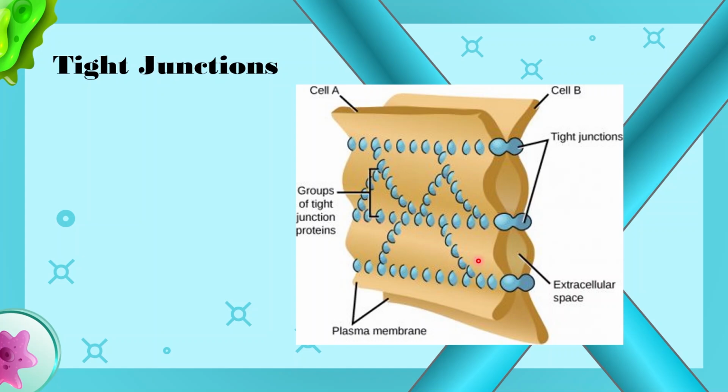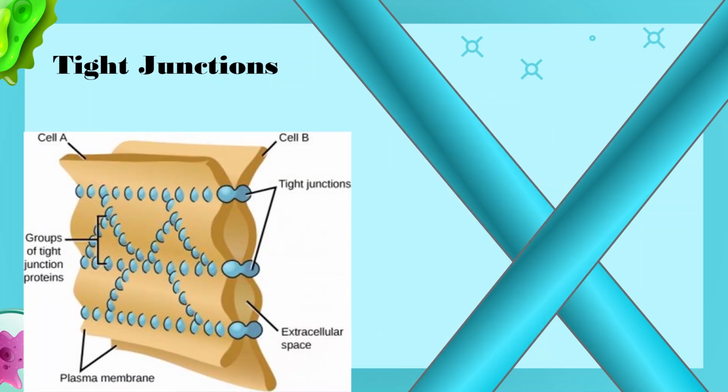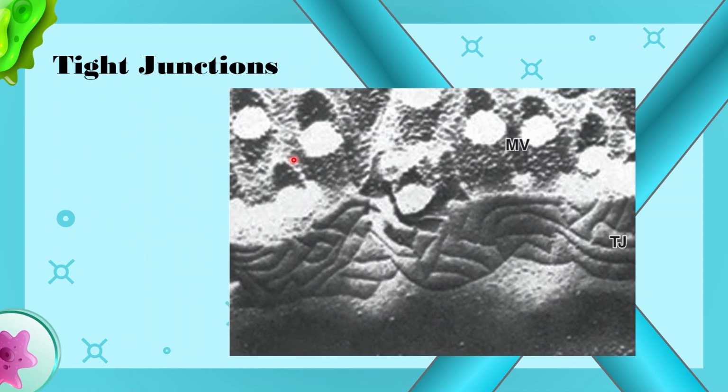That's it. One more thing to mention about the tight junctions is if you look at it under an electron microscope. Again, this is an electron microscope. It gets you the details of the details. It leaves nothing up to your imagination.